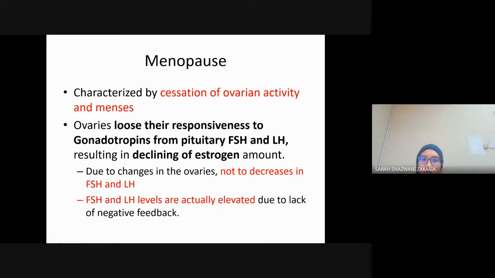Menopause is characterized by cessation of ovarian activity. The ovaries lose their responsiveness to gonadotropins from the pituitary, FSH, resulting in a declining amount of estrogen. This is due to changes in the ovaries, not to decreases in FSH and LH. Therefore, these two hormones will be elevated.